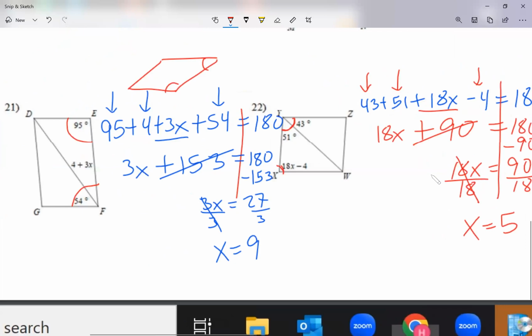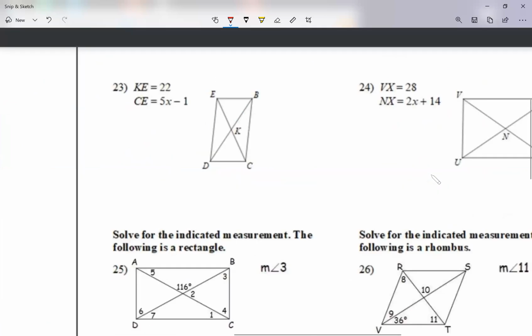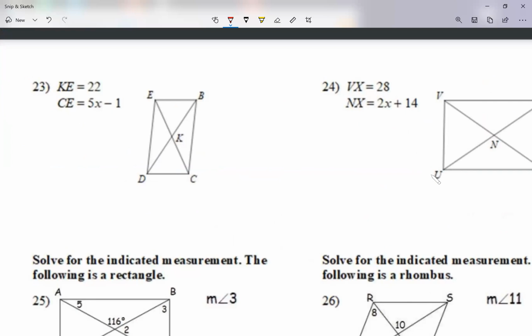Okay, so that's not that bad. Let me flip the page. Let me take a look at question number 23. Okay, so now here, we're looking at the diagonals, but Mr. Leonzo, I don't see the angles. Okay, here we're looking at the measurement of the diagonals. One cool thing about measurement diagonals in parallelograms, they cut each other in half.